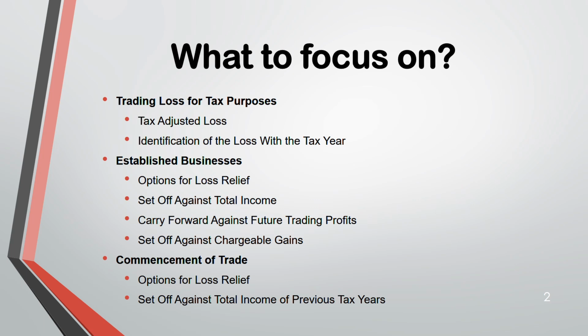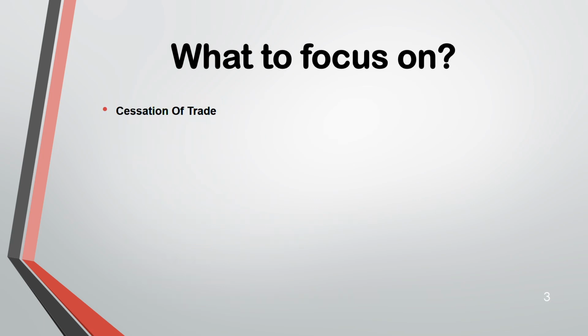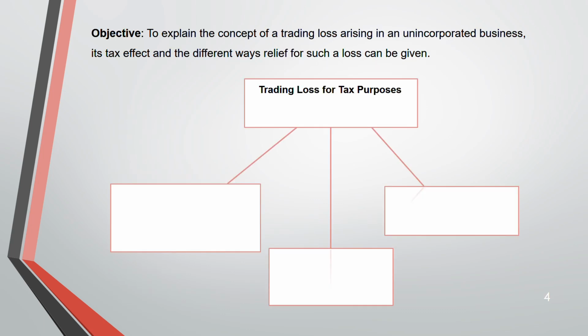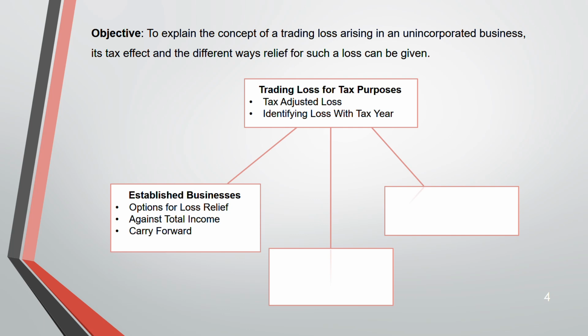When you start trading, what are the options of loss relief? Set off against the total income of the previous tax years. Then when you're ceasing trading, what are the options? The terminal loss relief. Then loss relief planning, objective, the choices of loss relief, and finally, which syllabus area did we cover? Summarize the entire lecture and the technical articles. Now, this is the graphical representation: trading losses for your established business, for when you start trading and when you cease trading.